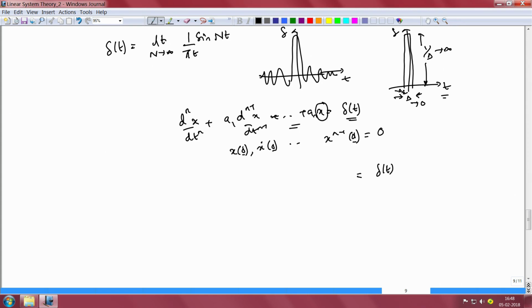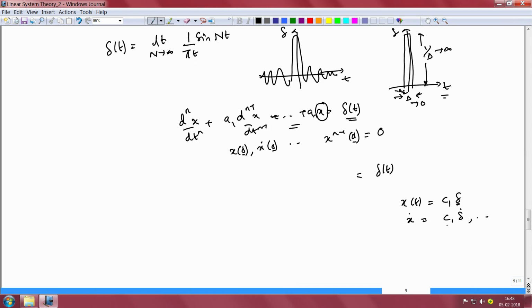If it is in the term x, you see that you also have x dot, x double dot, and so on and so forth on the left hand side, which means that if x of t is proportional to delta, then we would have x dot proportional to delta dot and so on, but we do not have terms related to delta dot, delta double dot up to delta to the power n on the right hand side. So clearly the delta input cannot reside in x of t.